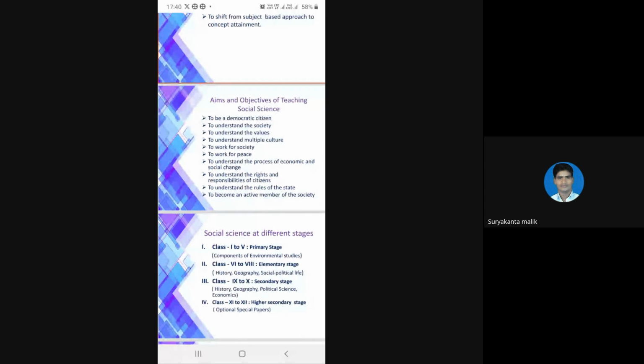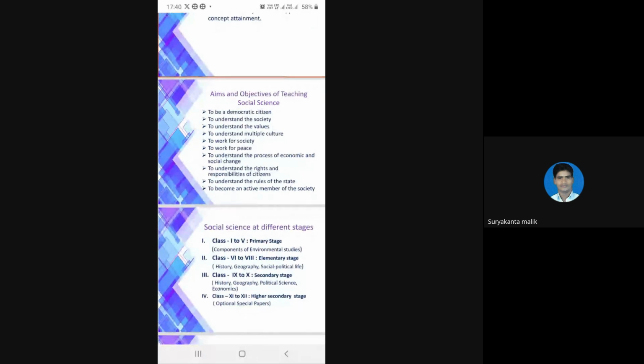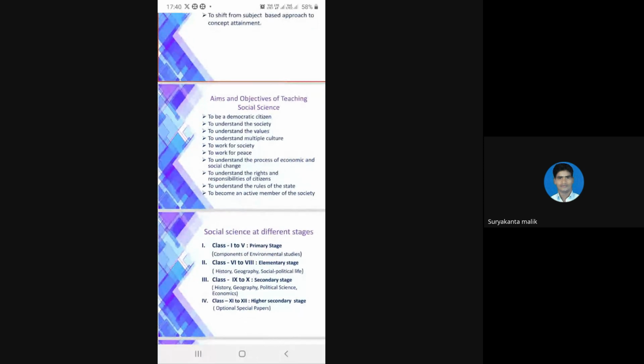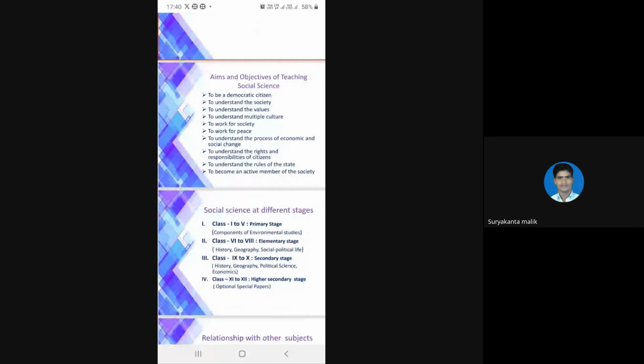And in the higher secondary stage, as we know, it is a specialization. The students who prefer to study arts can take different subjects from social science like history, political science, and at the higher level also, as honors, history, political science, and economics. Like this, social studies is covered in our education system at the different levels.